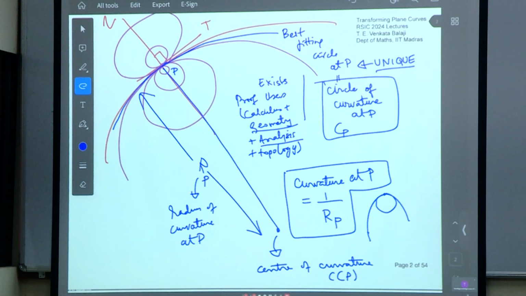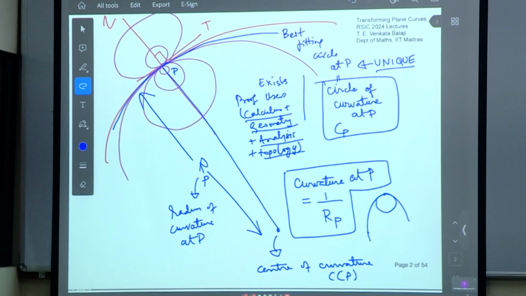And what is topology? Topology is, to say it in very simple words, the science of position versus continuity. How is position connected with continuity? So if you want to generalize it, that's what gives rise to topology. And all these subjects are used to prove the existence of the circle of curvature. So you can find the circle of curvature, you can find formulas for that, you can find the radius of curvature and formulas for that, and so on and so forth.